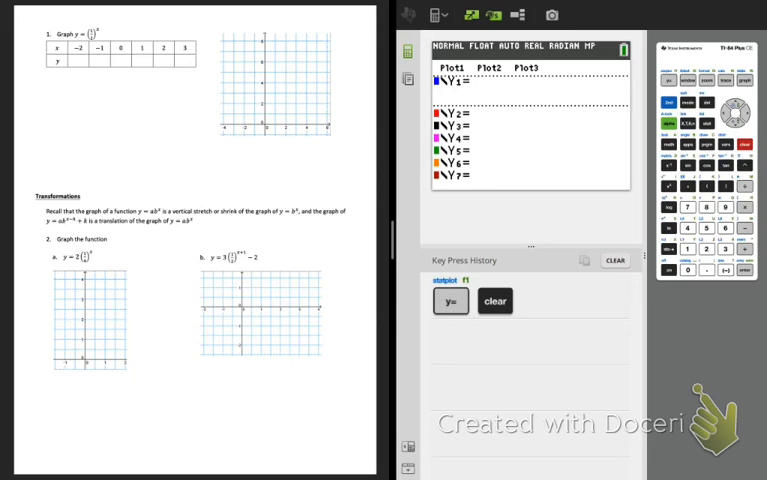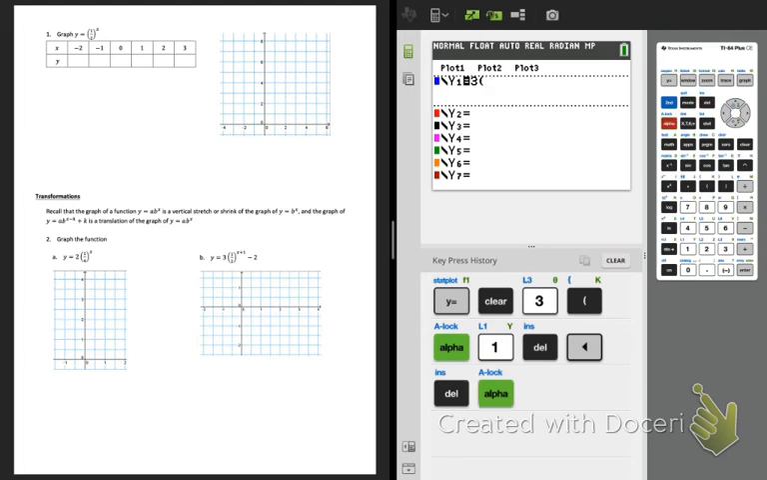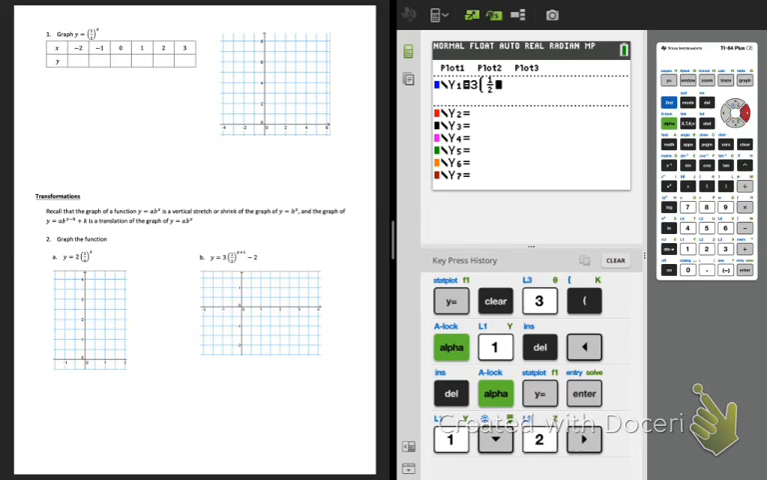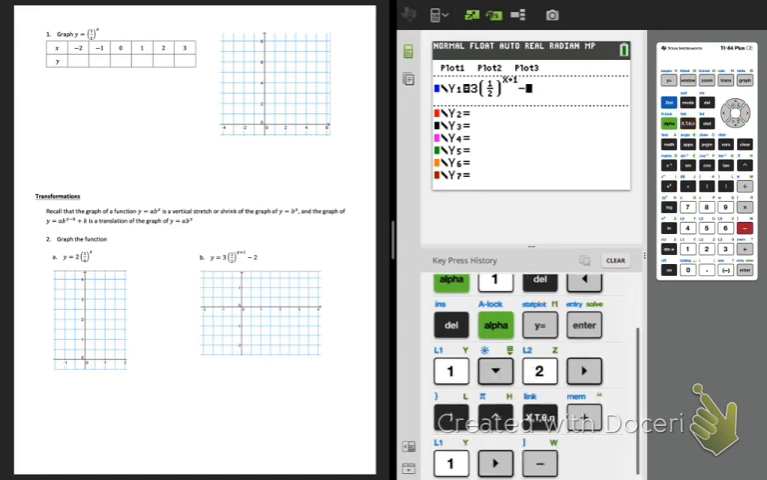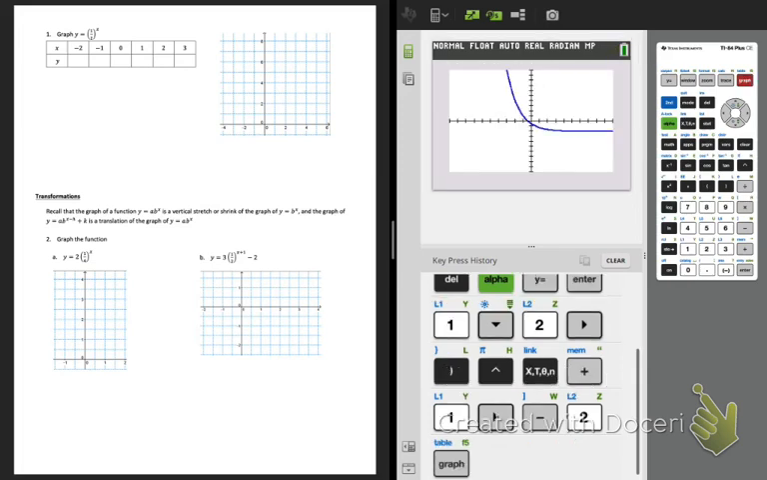So again, make sure you type it as you see it. So we've got 3 times 1/2 raised to the x plus 1 power minus 2. Do a quick check here, make sure everything's typed in the way it's supposed to be. Looks pretty good. Let's go ahead and graph. So again, you can see the sharpness of the curve changes a little bit, and you can see that it definitely looks like it's shifted a little bit on the axes.